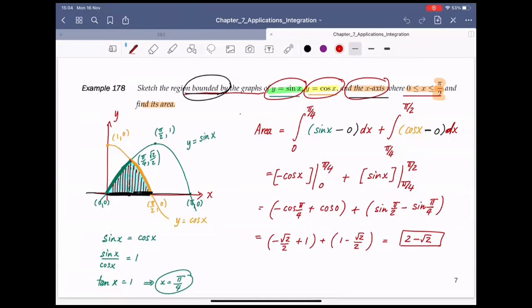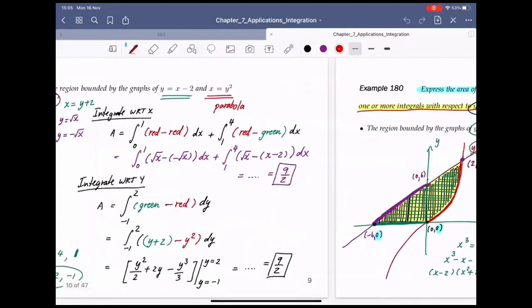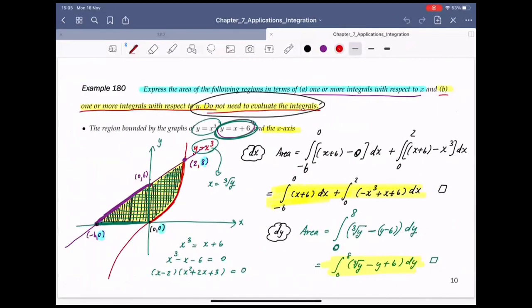Then you can choose to integrate dx or integrate dy. It depends on you. Sometimes it's going to be easier to integrate with respect to x, sometimes it's easier to integrate with respect to y. Easier means you don't have to cut the region into two pieces. For example, if I have the region like example 180.